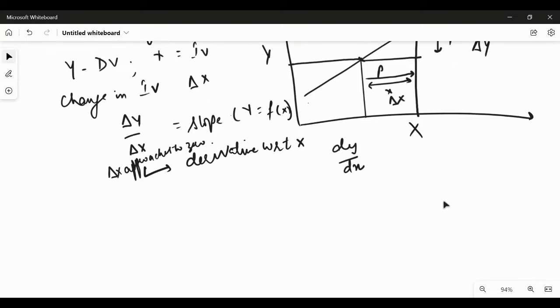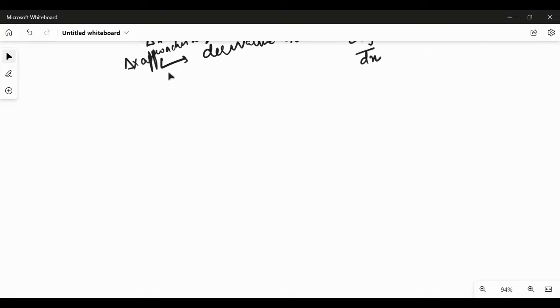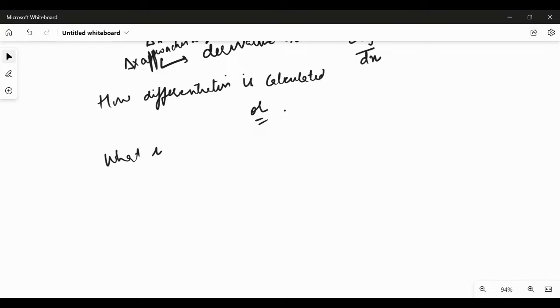Now let me explain this with the help of formulas. Whenever we have to calculate this, we have to see how differentiation is calculated, or we can write it as what is the derivative in a particular function.